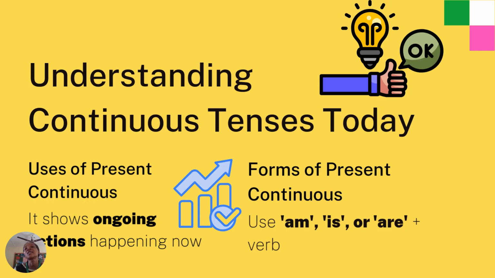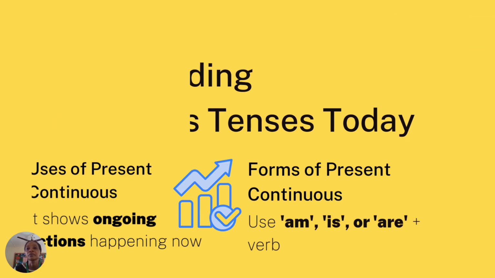Present continuous tenses just shows ongoing actions that are happening now, as in actions that are happening currently and presently. Forms of present continuous make use of the word am, is, or are verbs.